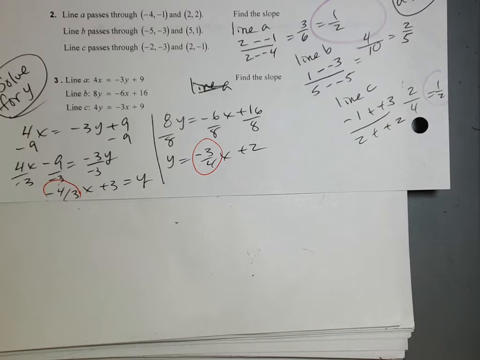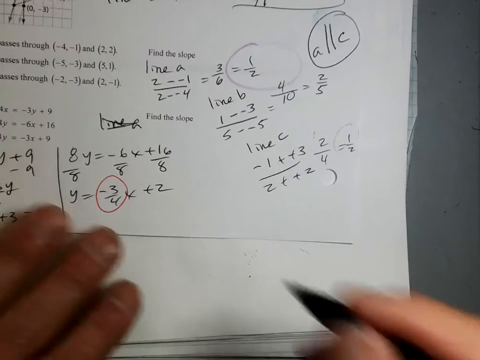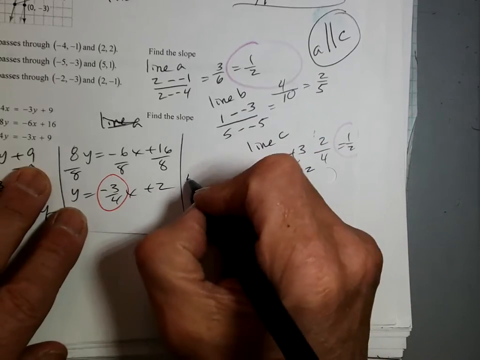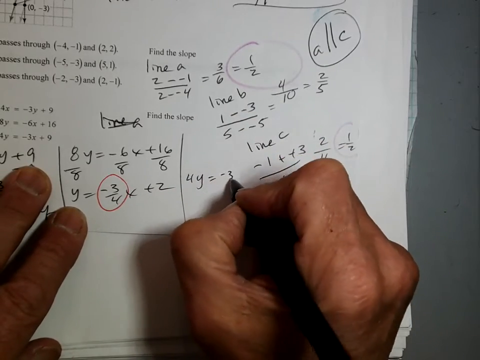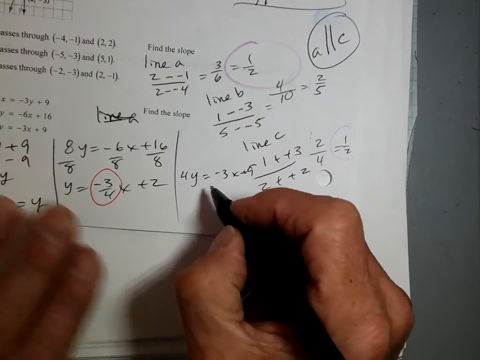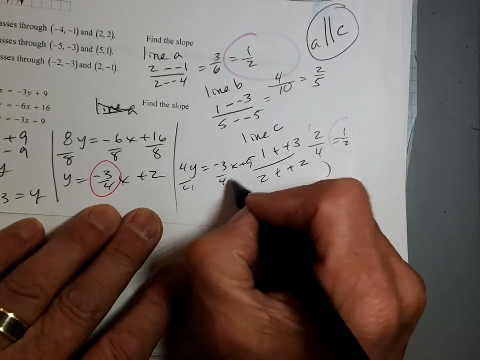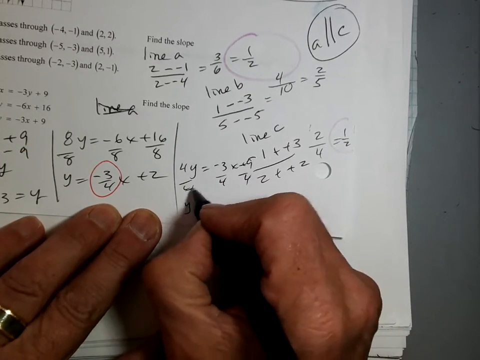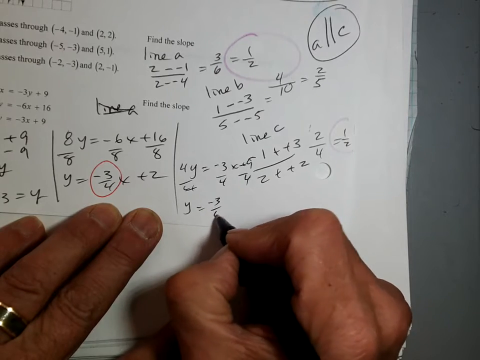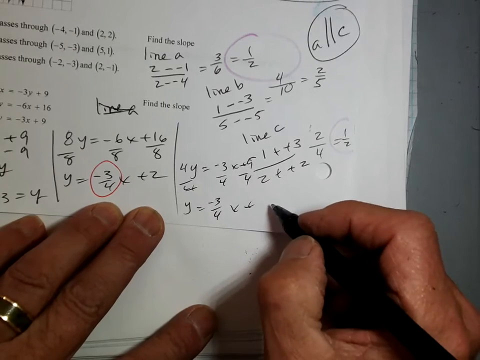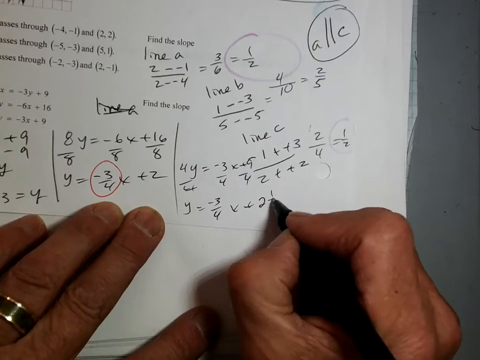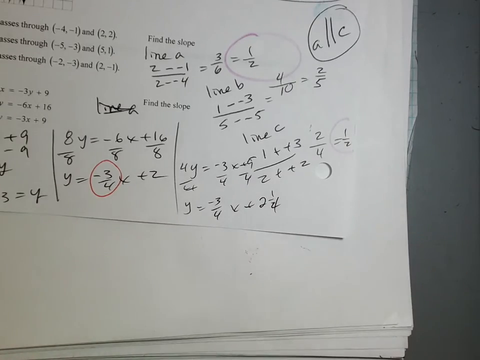Okay, now let's look at line C. All right, I've got 4y equals negative 3x plus 9. Divide by 4, divide by 4, divide by 4. I've got y equals negative 3/4 x plus 9/4 or 2 1/4. Okay, but I don't care about the 2 1/4. What I care about is this number here.